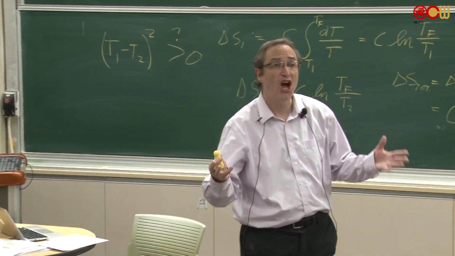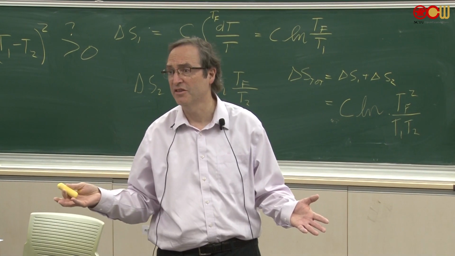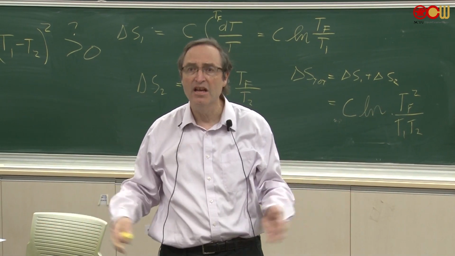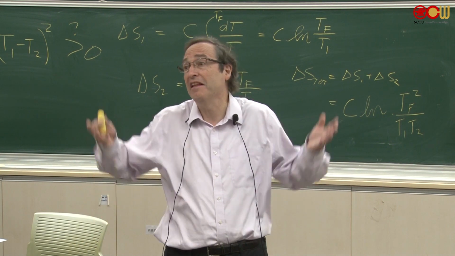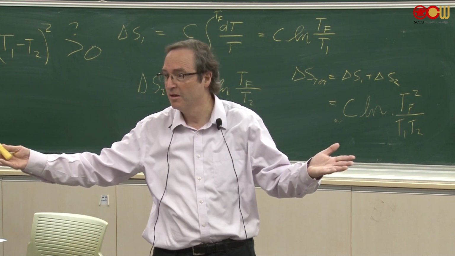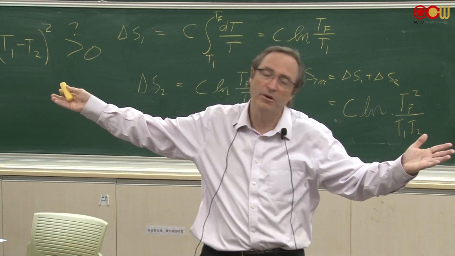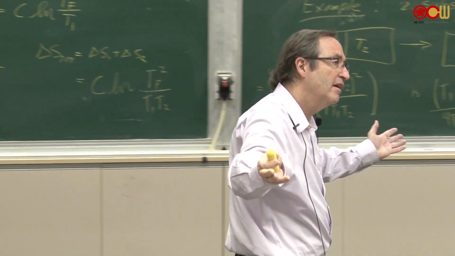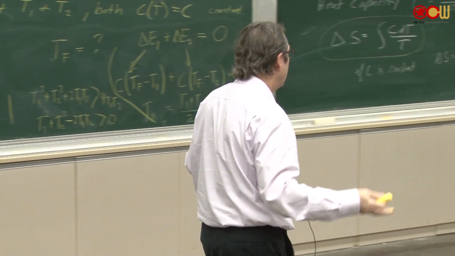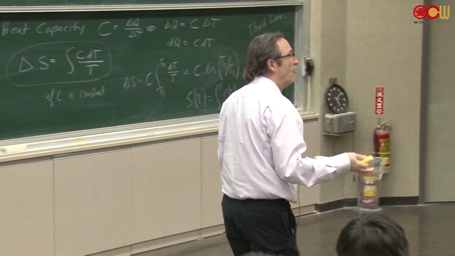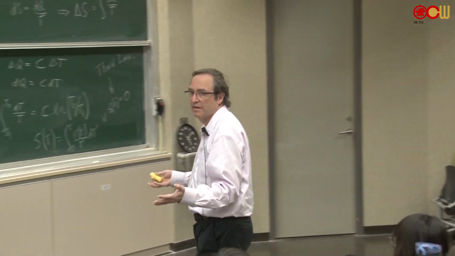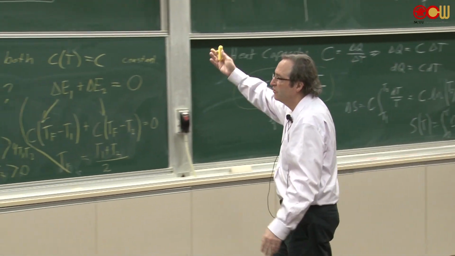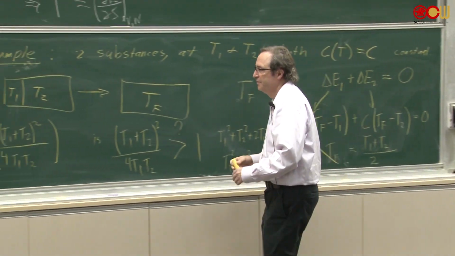So we've just shown that the entropy increases. No matter what T1 is, no matter what T2 is, it increases unless T1 equals T2. But that means it's already in equilibrium. So we've given a nice example where the entropy increases, an illustration of the second law.